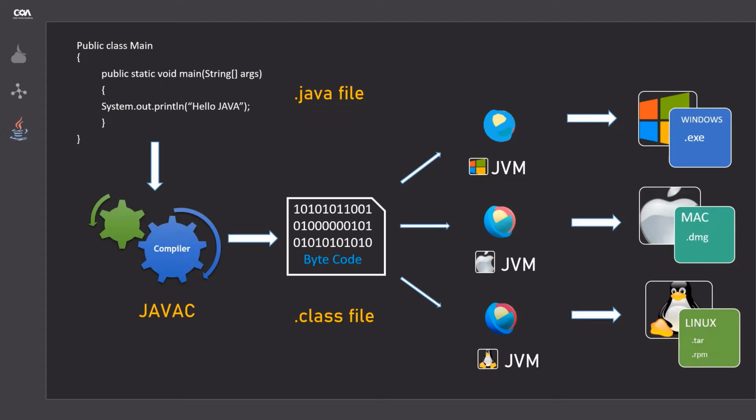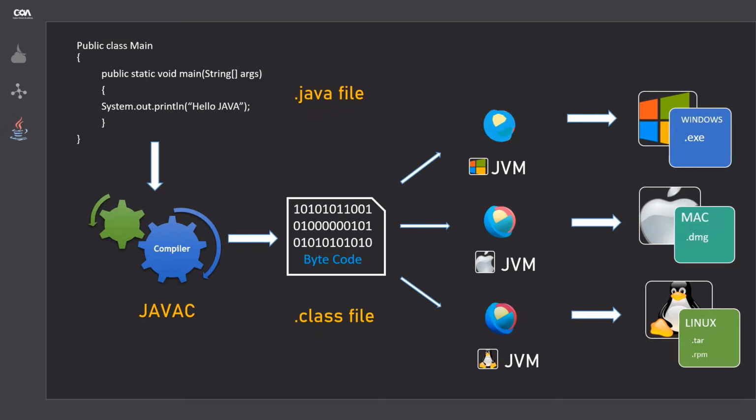Suppose in C programming, when you write a C program, this is our source code, and that source code will be converted into machine code by a C compiler. And here that C compiler depends on the operating system. If you have a Windows operating system, then our C compiler converts our source code into a .exe file.